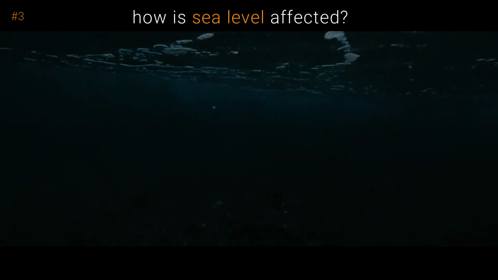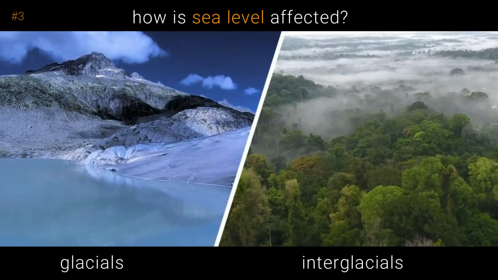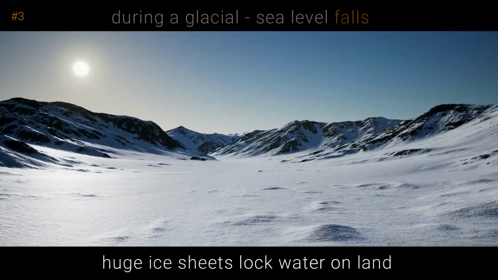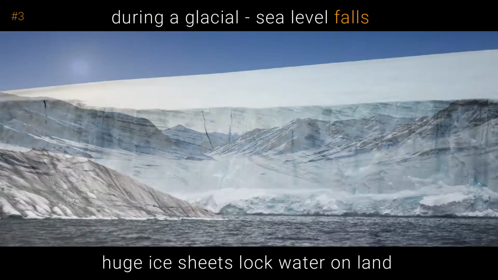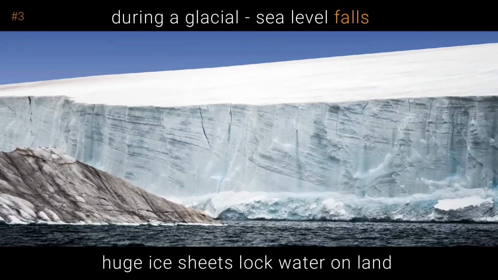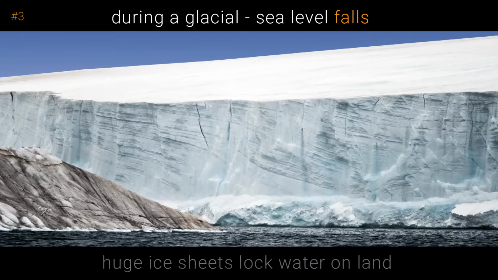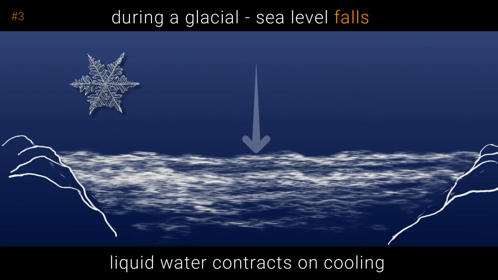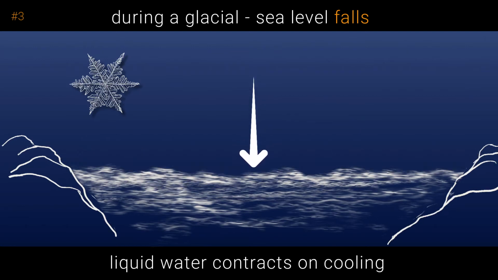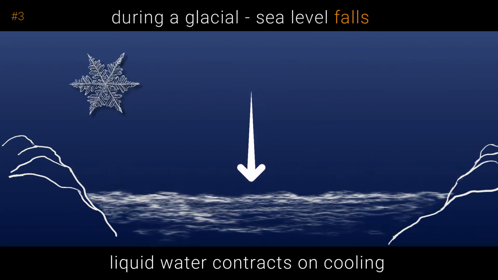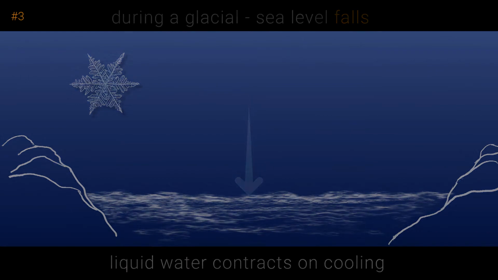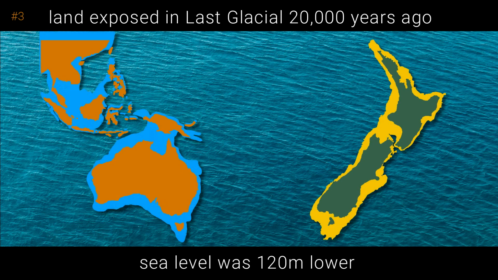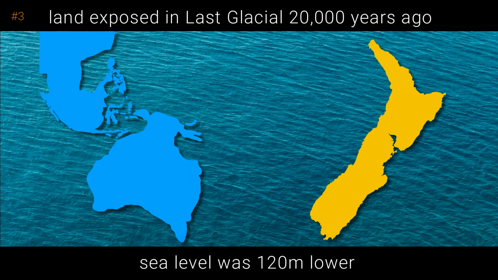To see how climate affects sea level, we need to go back to the glacials and interglacials. During a glacial, the sea level falls. Two reasons. With cooling, huge ice sheets form on land and lock away large volumes of water, and liquid water contracts on cooling, so at very cold temperatures, ocean volumes shrink. Both these processes result in less water in the oceans. The sea level falls. In the last glacial 20,000 years ago, the sea level was 120 meters lower than today, and new land was exposed.